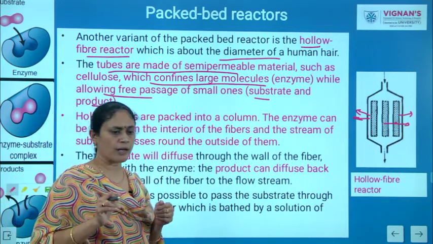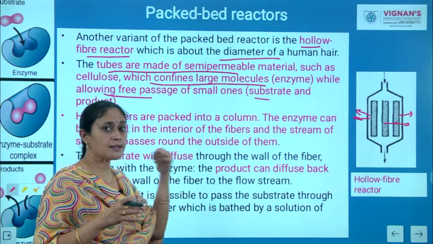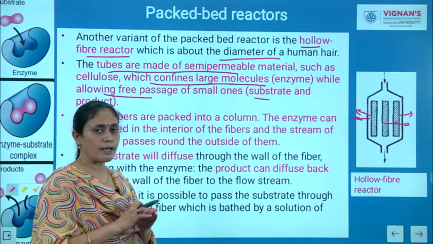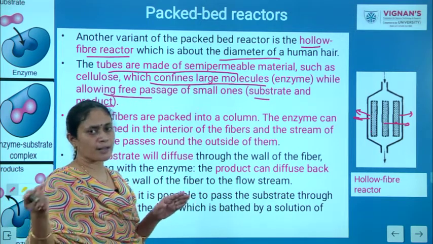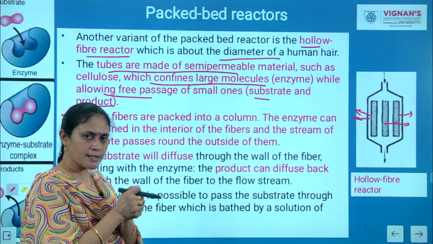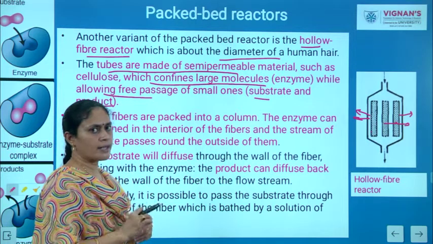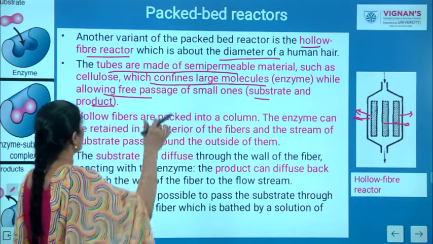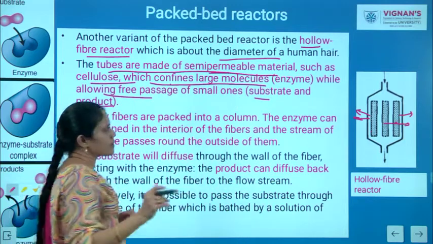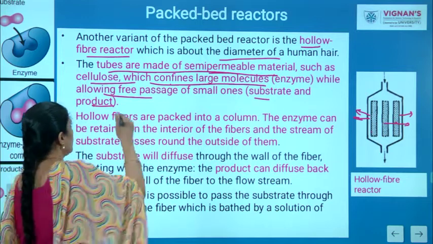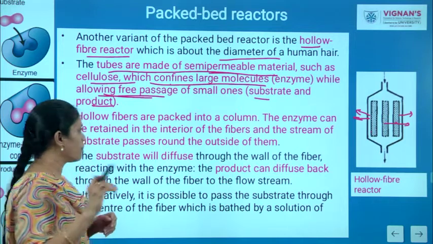What are these fibers doing and what is the importance of these fibers? We have immobilized our enzyme into this fiber and these fibers are semi-permeable. They will allow only the smaller particles such as substrates and products to pass through them. They will hold the immobilized enzyme in a stable form and allow only the smaller molecular sized substrate and product. So the tubes are made up of semi-permeable material such as cellulose which confines the larger molecules, that is the enzyme, while allowing free passage of your smaller ones, which are your substrate and products.